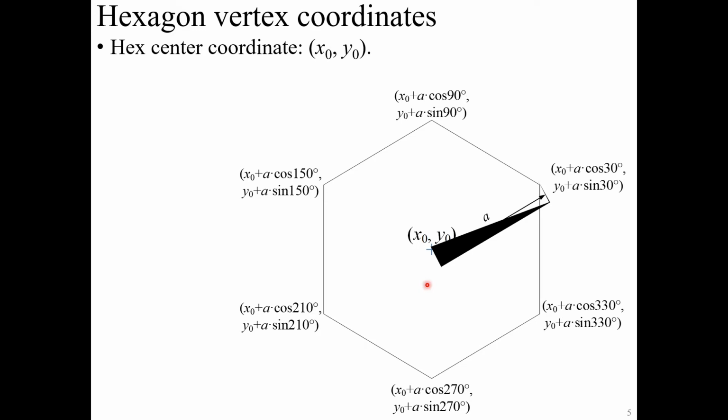And a hexagon can be drawn using the polygon shape that adjusts the coordinates. For example, the first vertex, its x coordinate will be x0 plus a cosine 30, and the y coordinate is y0 plus a times sine 30. Then go to the next vertex, the angle will be changed to 90 degrees, and so on.